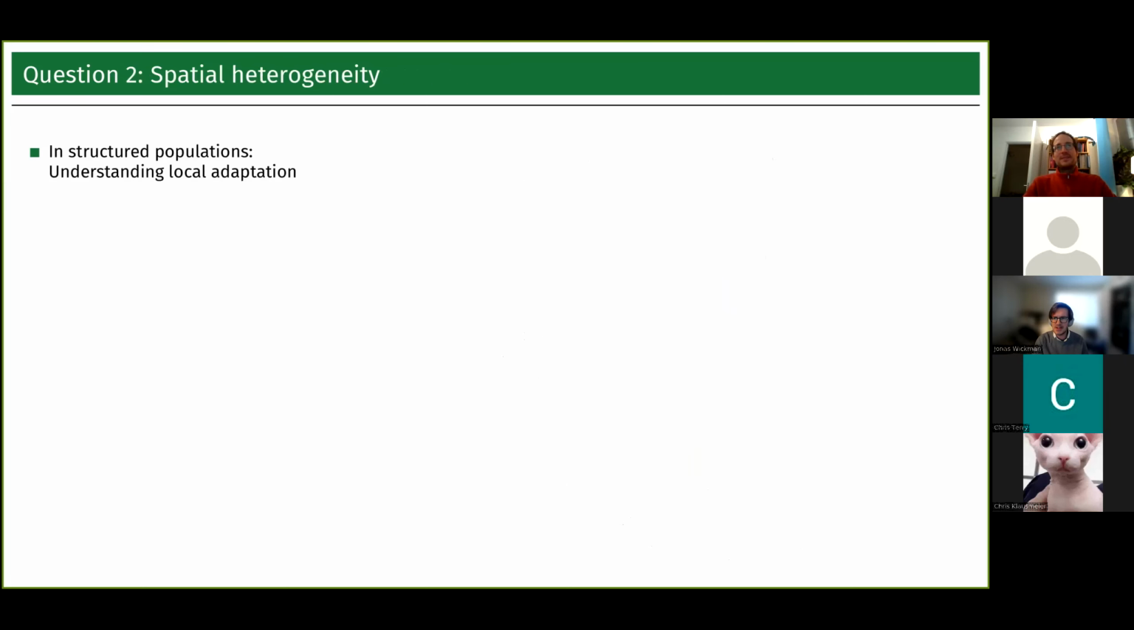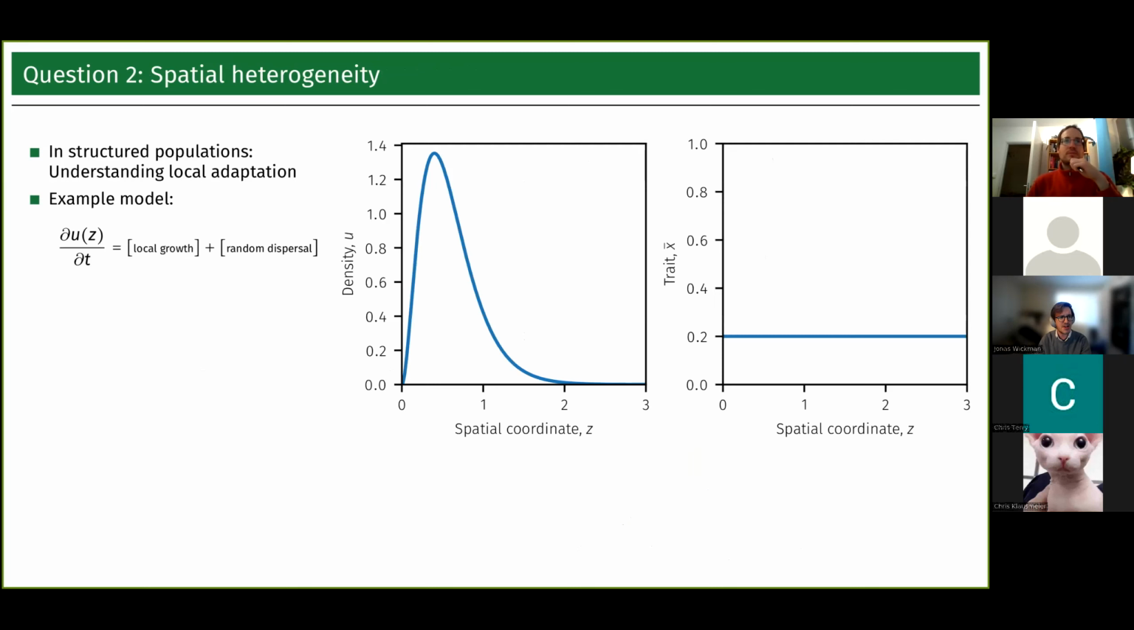And in space, similar things play out, especially with regards to local adaptation. We can look at a toy example where we have some density distribution over a spatial coordinate Z, and where this cartoon model has some local growth and random dispersal. So we have some density profile over space, where the spatial coordinate could be the depth of a water column or how far up a mountain you are, say.